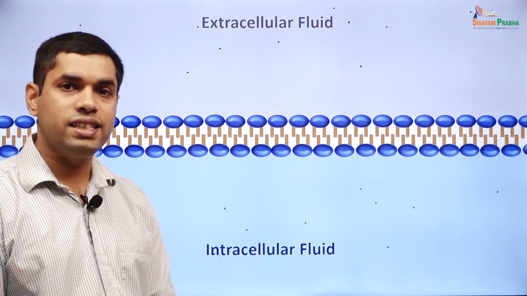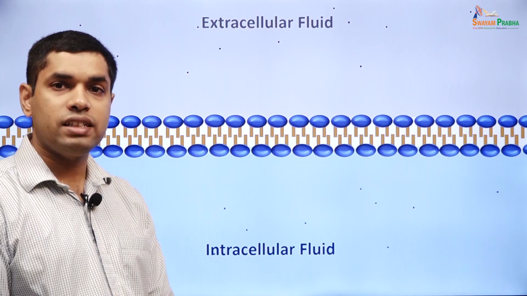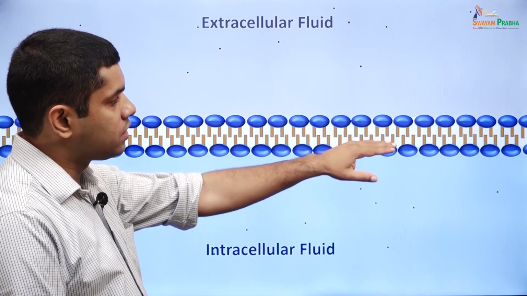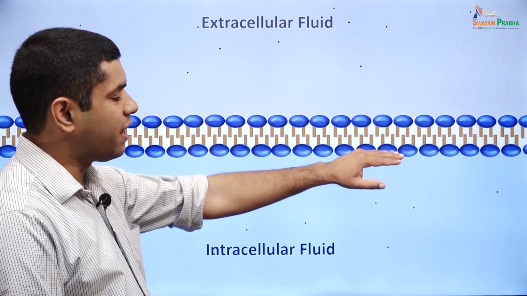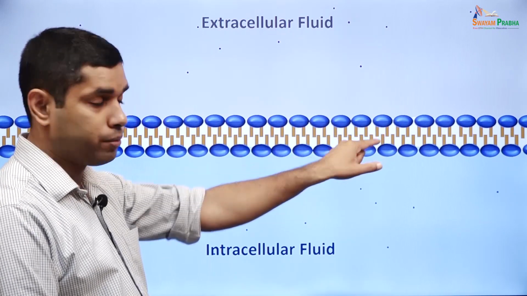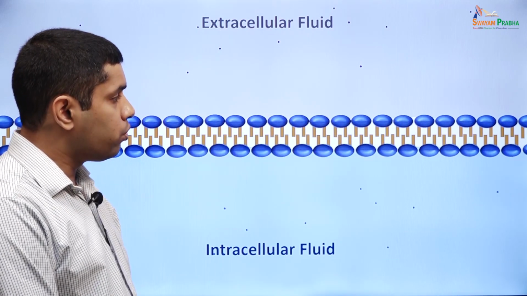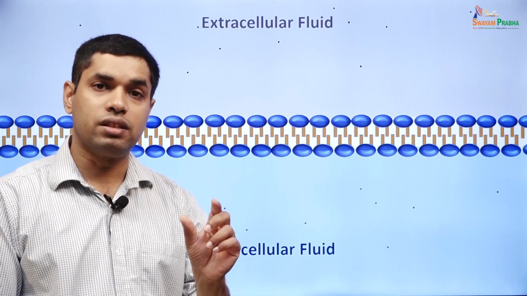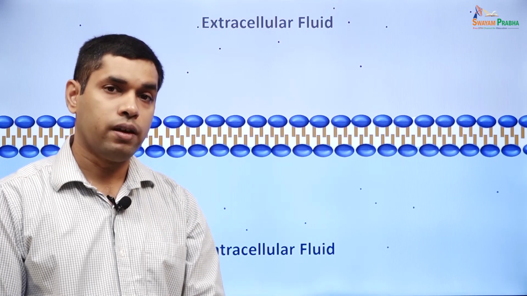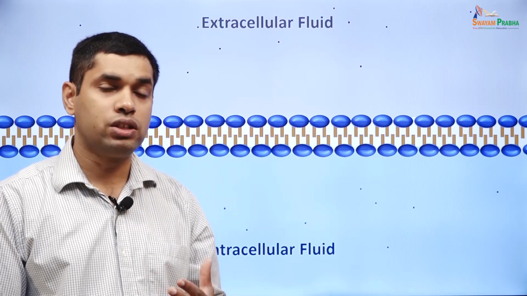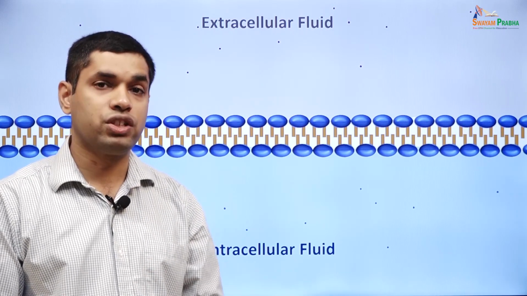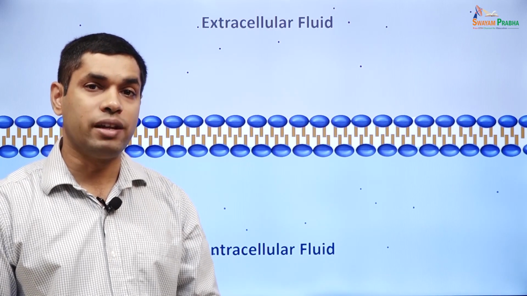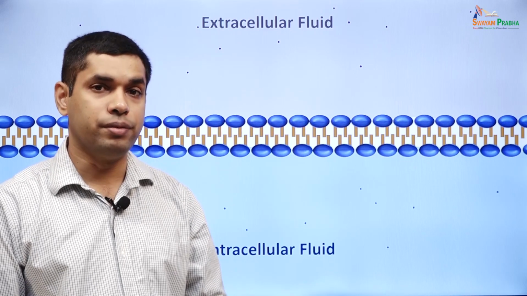When we look at the cell membrane, we know that it is a lipid bilayer. We know that it has a hydrophilic outer end and a hydrophobic inner core. Now, you must have already learnt and used this term selectively permeable. We know that the membrane provides shape to the cell, it provides protection to the cell. But another important function of the cell membrane is that it acts as a barrier.